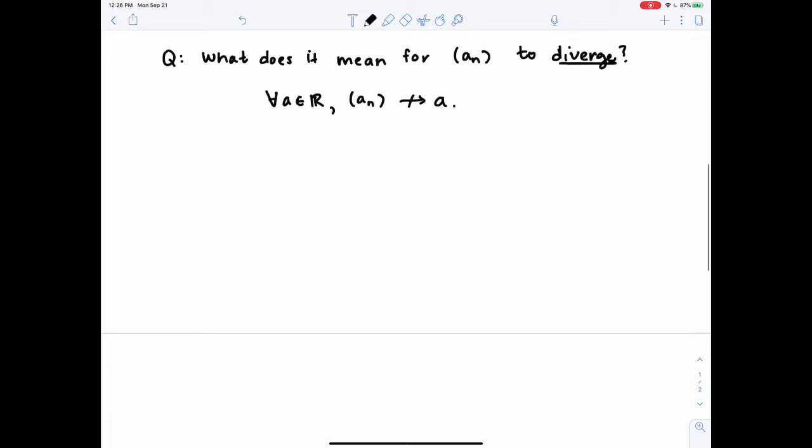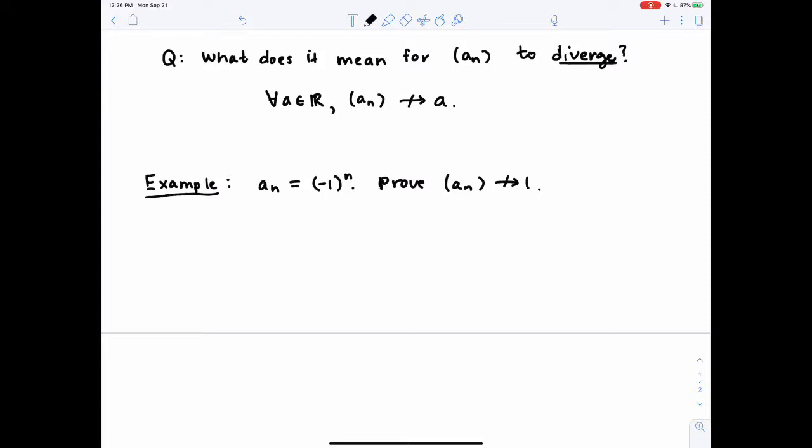So I want to take a look at an example just to get us used to proving that a_n doesn't converge to a specific value. So we have this example of our prototypical oscillating sequence. It's the sequence (-1)^n. And we're going to prove that a_n doesn't converge to 1, for example.